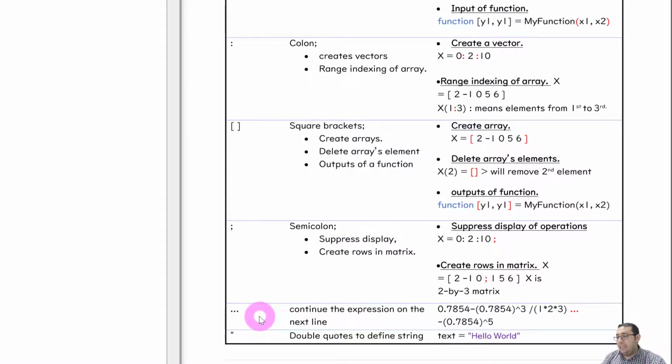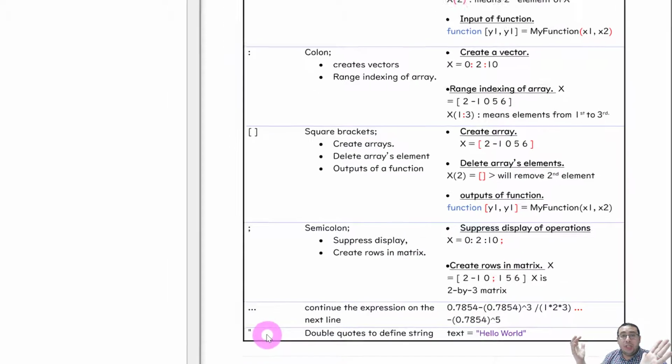And the 3 dots mean a continuation expression. If we write, for example, a function or code that is very long and we need to continue in the next line, just write 3 dots and then enter. You will continue in the next line. And the last thing is the double quotation. The double quotation is used to create strings. It is very convenient to do that.